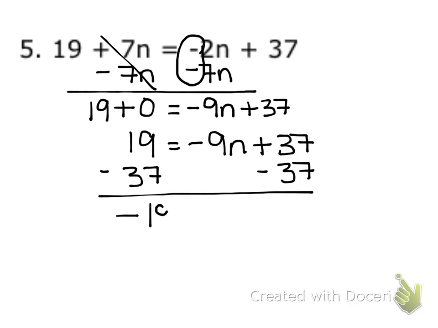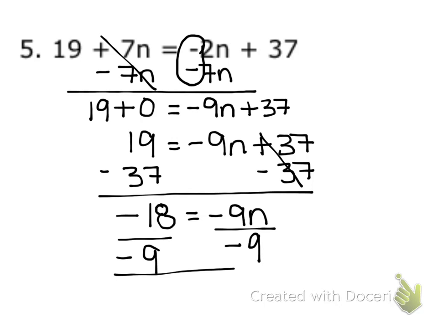I'll get negative 18 equals negative 9n plus 0. And to get n by itself, I'm going to divide by negative 9. Whoops, I don't usually draw that line there. N equals 2. You'll notice we got the same exact answer. The benefit to the first way, the reason I would always choose to move that 2n first, is so that I don't have to deal with the negative number.